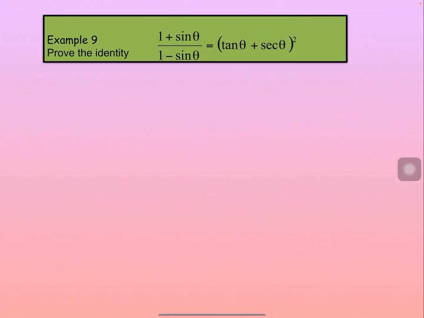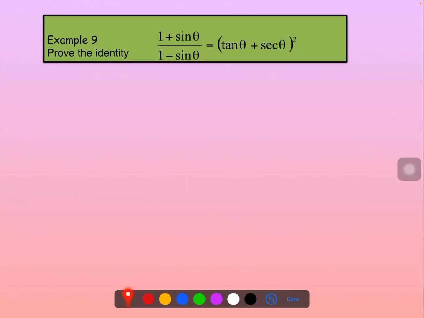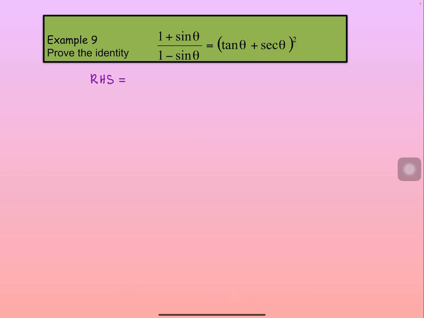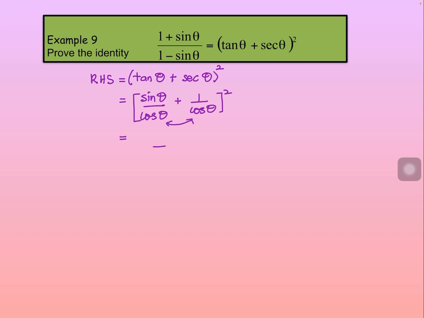Example 9. Prove the identity (1 plus sine theta) over (1 minus sine theta) is (tangent theta plus secant theta) squared. We may start with the right hand side first. So we have tangent theta plus secant theta, and then square. And we define tangent as sine over cos, and secant as 1 over cos. Square outside. This is cos theta. So cos theta is the common denominator, so sine theta plus 1, over cos squared.